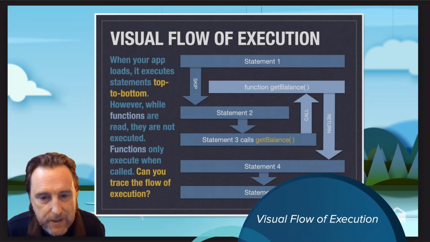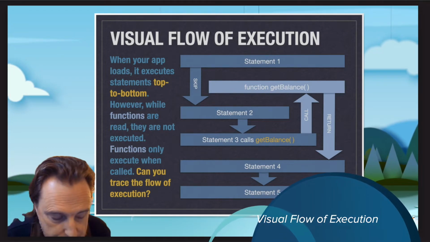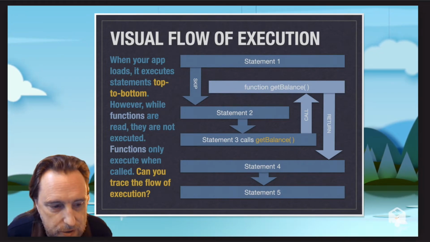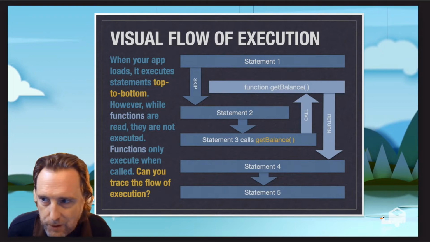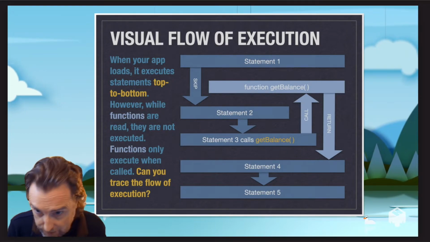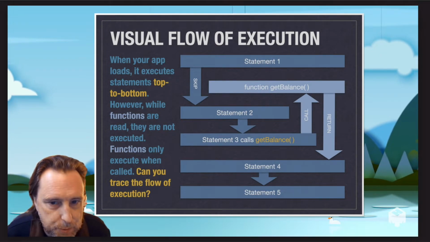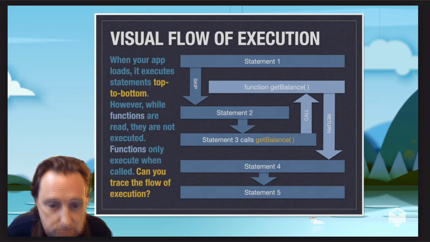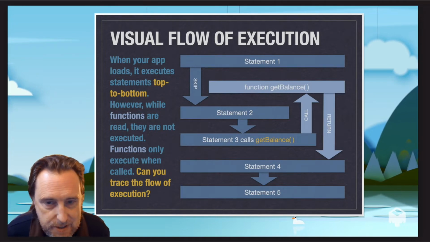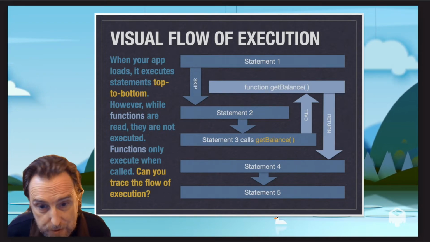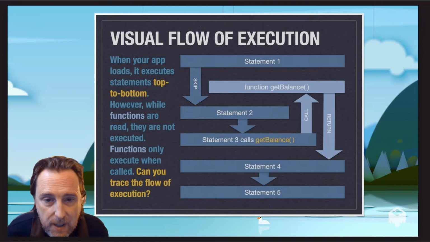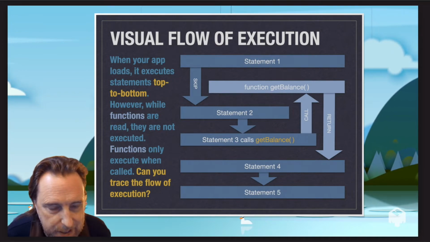In terms of flow of execution, as soon as you start having functions, then the flow of execution starts to bounce around a little bit more. So visually, if you're a little bit more visually inclined like I am, if we had a script with, let's say, 5 of these statements, I've called them statement 1, statement 2, statement 3, statement 4, statement 5. We also have a function, I've called it getBalance.